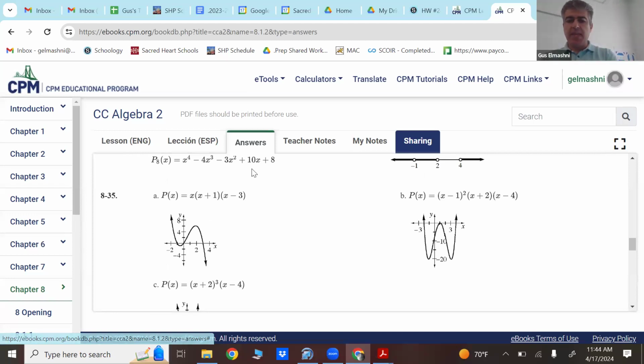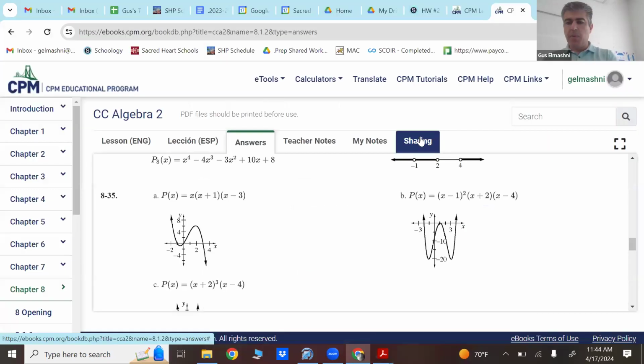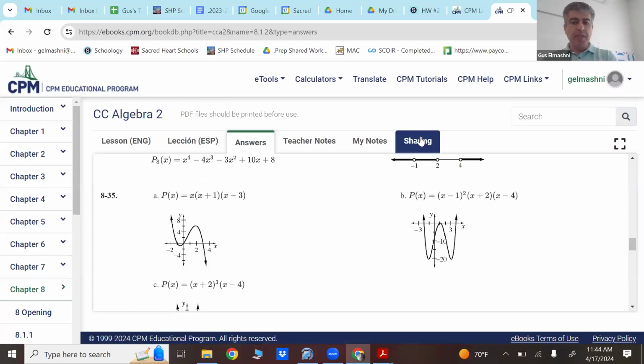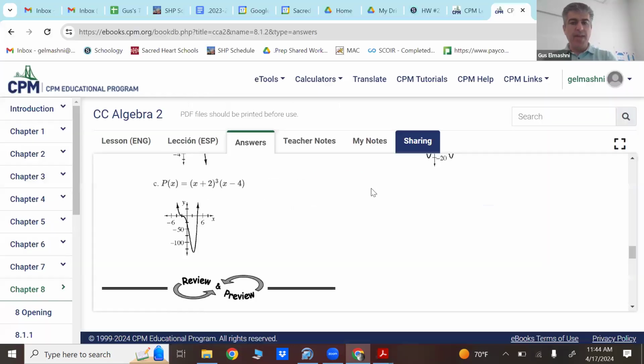For B, you have an even degree. The leading term is x to the fourth. So both arrows point up, as it is positive and even degree. It crosses the x-axis at 1, -2, and 4. And for C, degree is 4. Both arrows are pointing up. X-intercepts of -2 and 4. It's going to look a little flat at -2 because that's a higher exponent. But if it's even, it bounces. We talked about that as well.